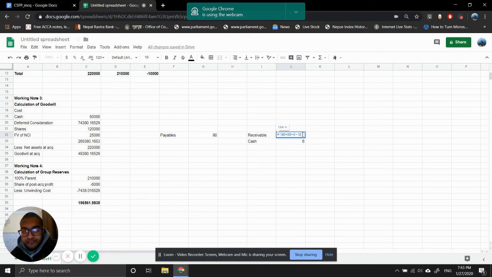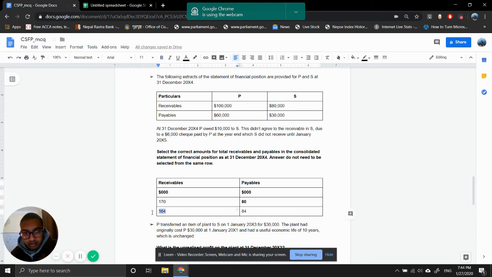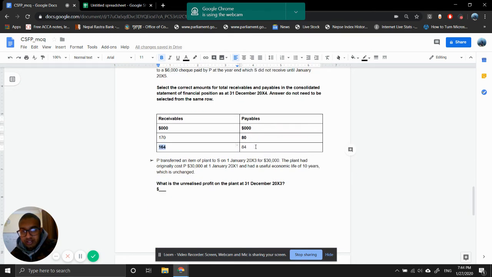So that's done. 164 and 80. See how it's in different places, it does not need to be from the same row. That's why the question says that.